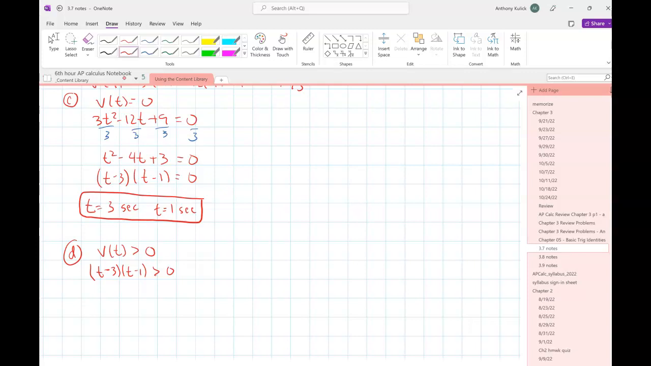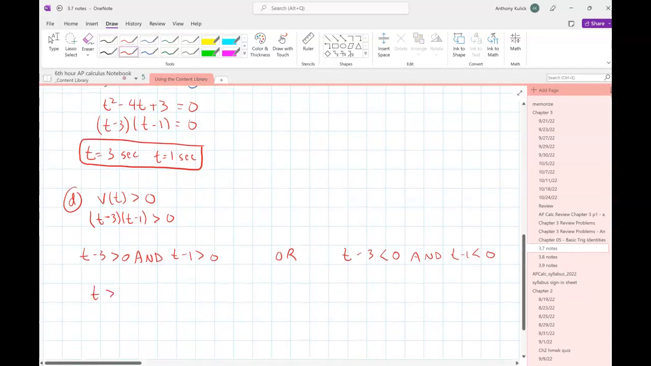I multiply two things together. When will I get a positive result when I multiply them together? What do those two things have to be? They both have to be positive, or they both have to be negative. Cool there.